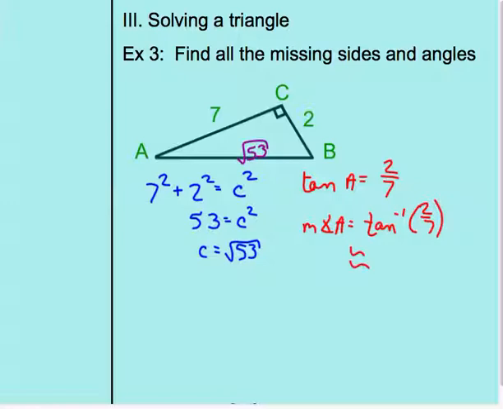And I got the measure of angle A is approximately 15.9 degrees. So I could use trig to solve for B, or I could just do 90 minus 15.9, and that gives us 74.1 degrees.